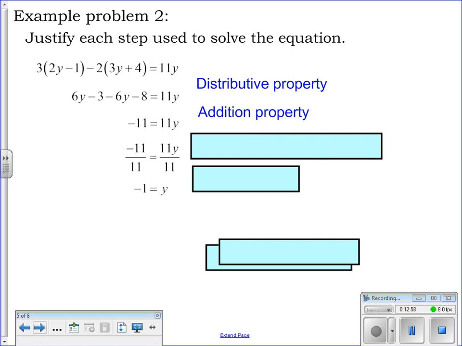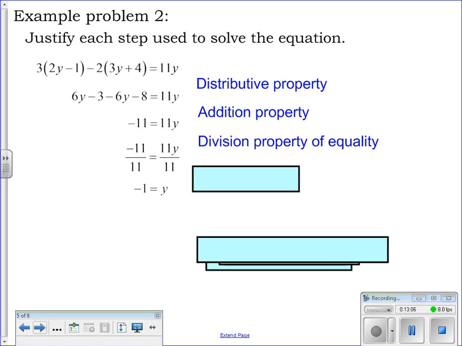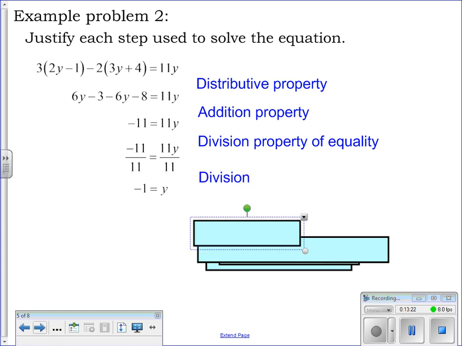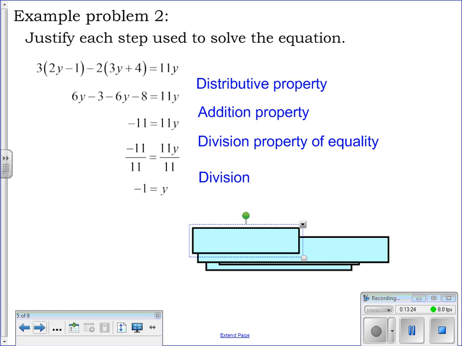Then I have -11 equals 11y. What am I doing to both sides? Dividing both sides by 11. That is the division property of equality, because I did it to both sides. That's why it's the division property of equality. And then I actually did my division to get my final answer.